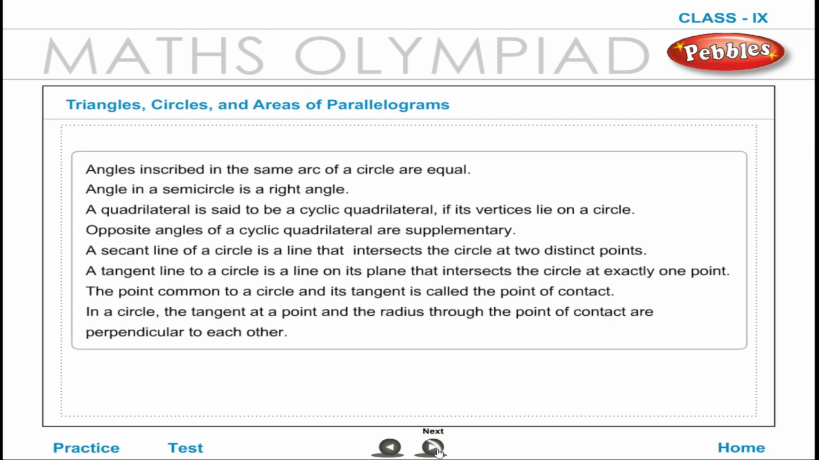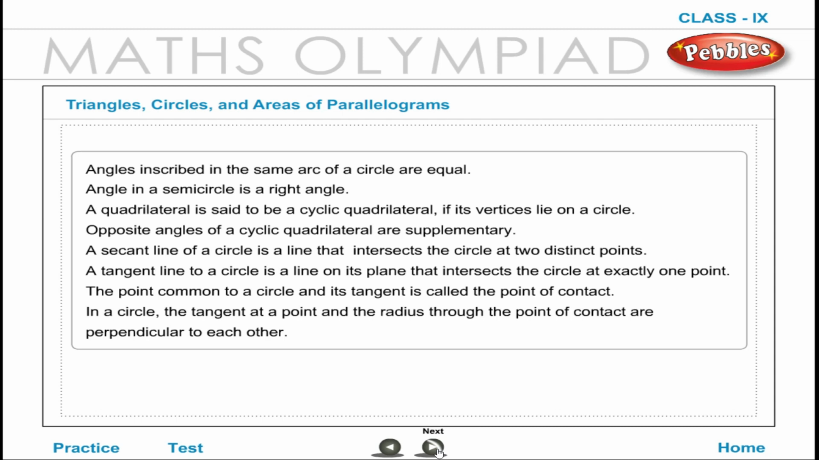Angles inscribed in the same arc of a circle are equal. Angle in a semicircle is a right angle. A quadrilateral is said to be a cyclic quadrilateral if its vertices lie on a circle. Opposite angles of a cyclic quadrilateral are supplementary.